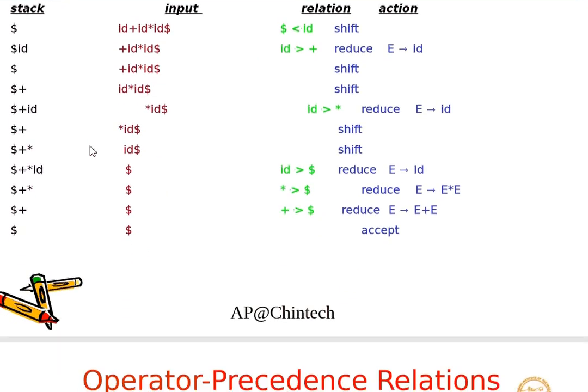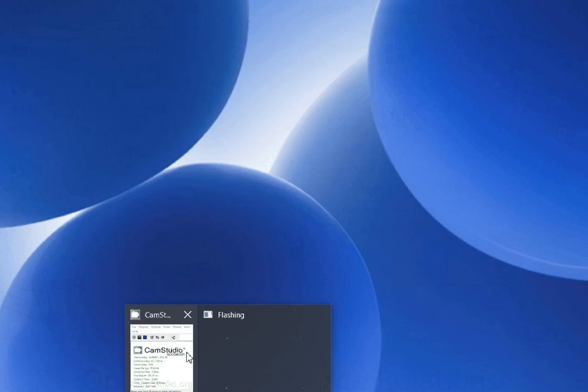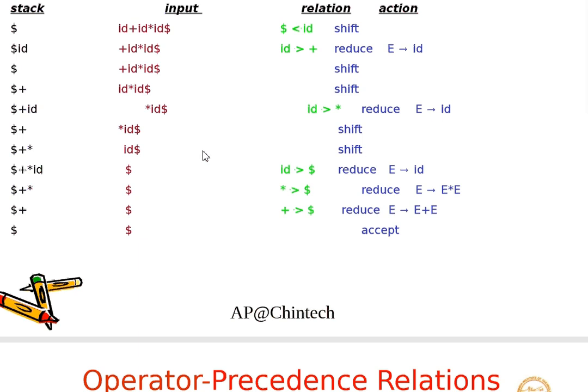Rather than adding it as reduce, we can check this. Okay, so the same thing without adding that reduce step, it will be confusing if you do not know it properly. So initially we will do this example: dollar, and the string is ID plus ID into ID followed by dollar. So first of all, dollar and ID. Whenever dollar is less than ID, you are going to shift it into the stack. So ID will be shifted into the stack.